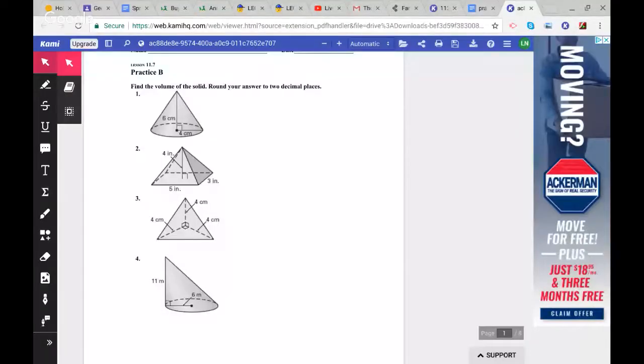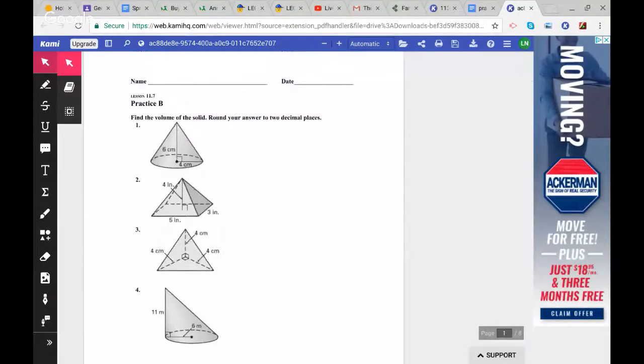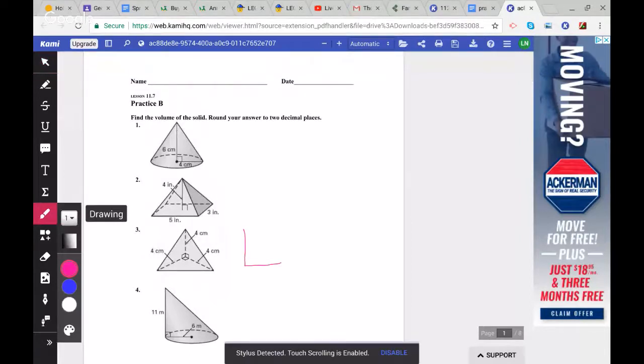So if the bottom is a right triangle, and each side is 4.